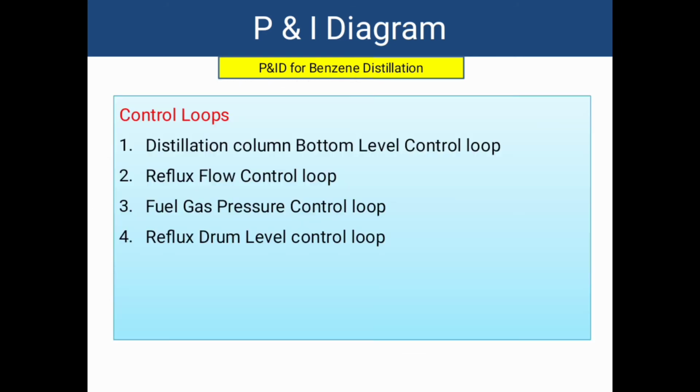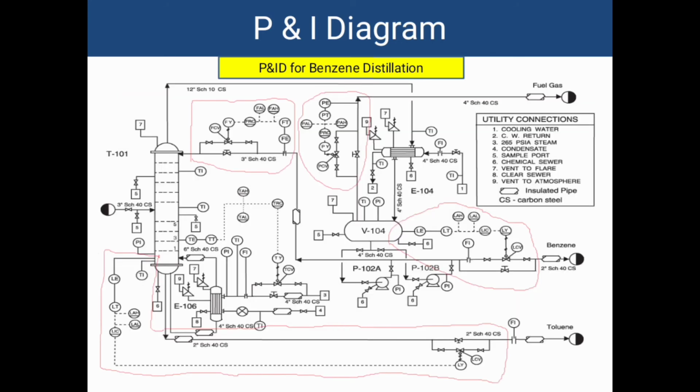Next we can see how many loops there are. There are 4 control loops provided in this P&I diagram. The first one is the distillation column bottom level control loop, then the reflux flow control loop, the fuel gas pressure control loop, and the reflux drum level control loop.